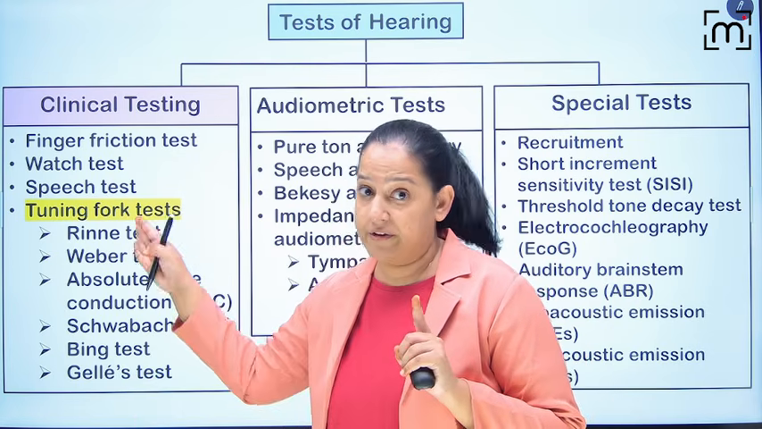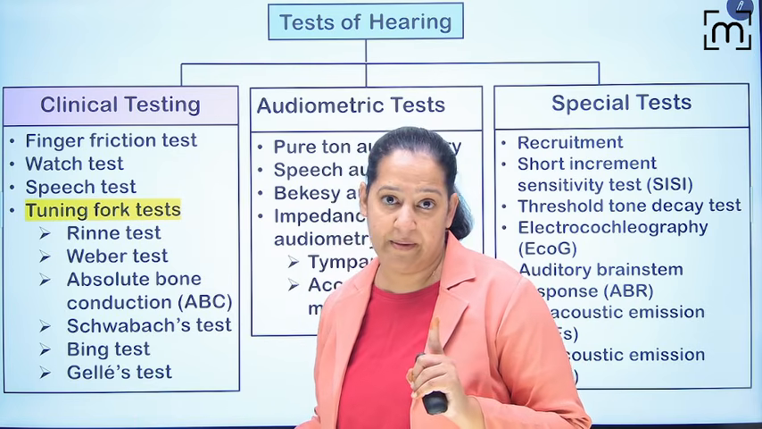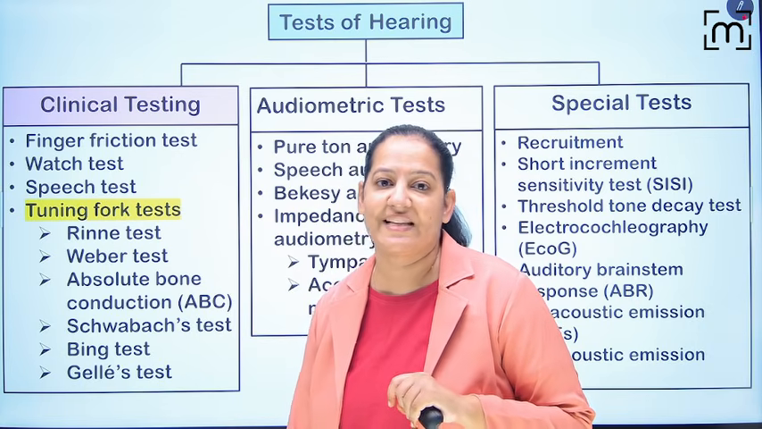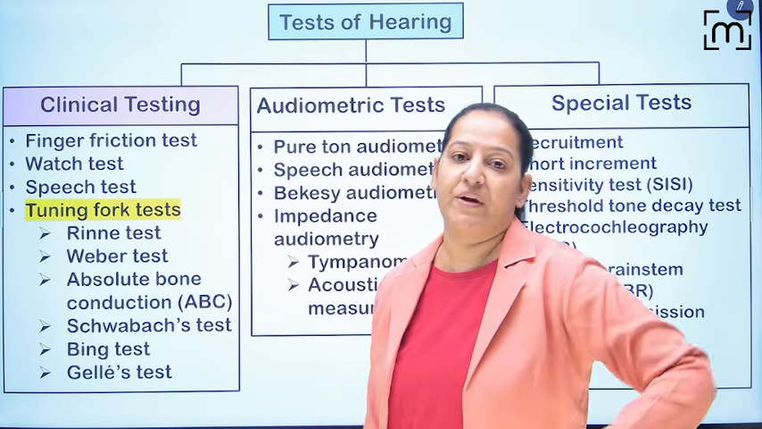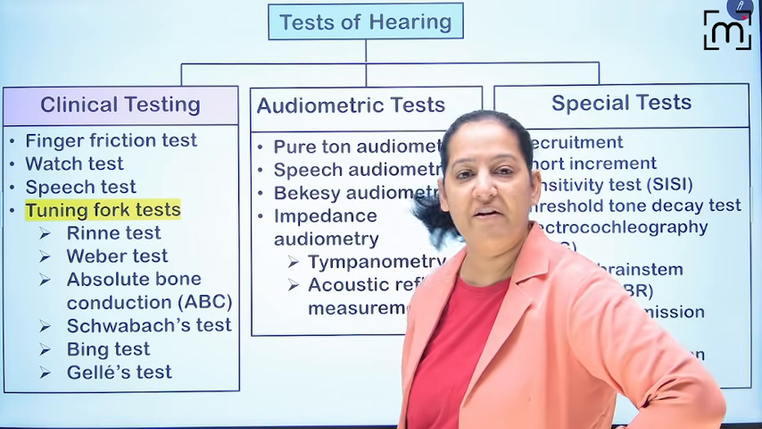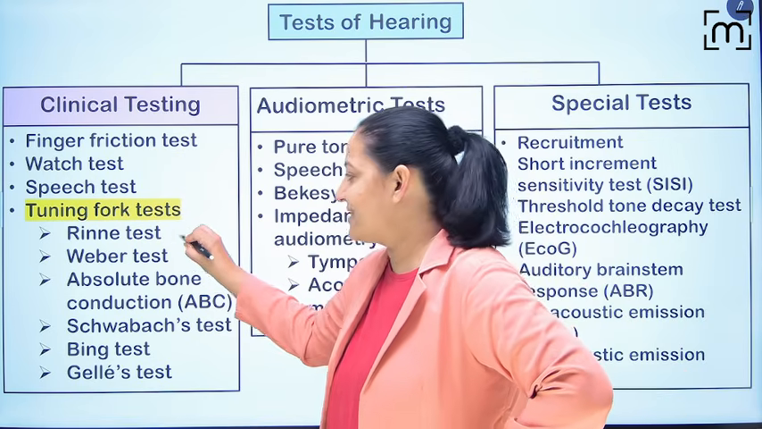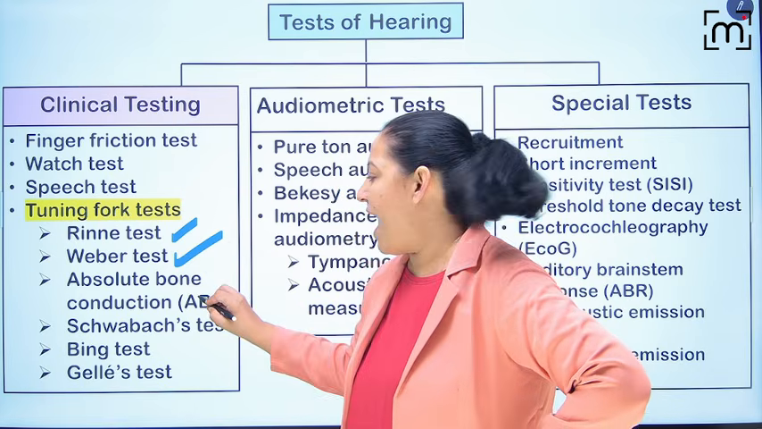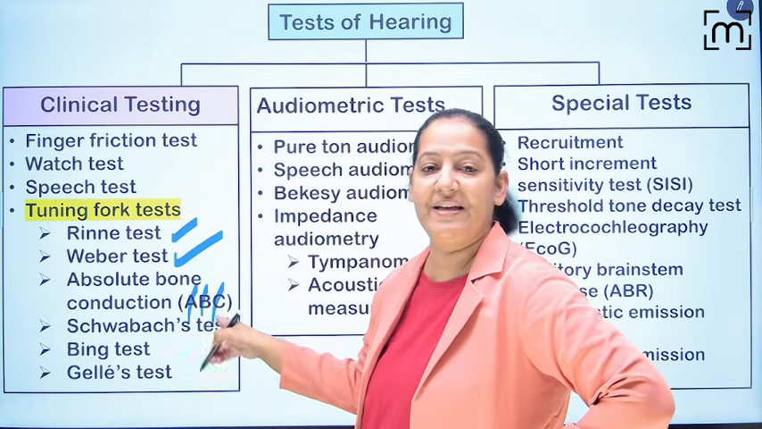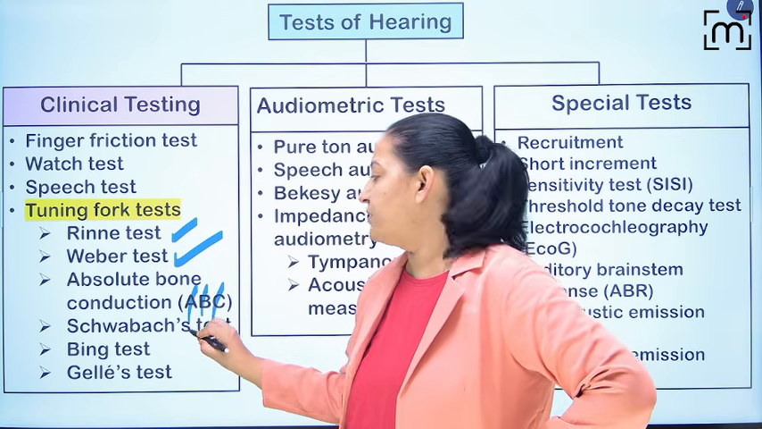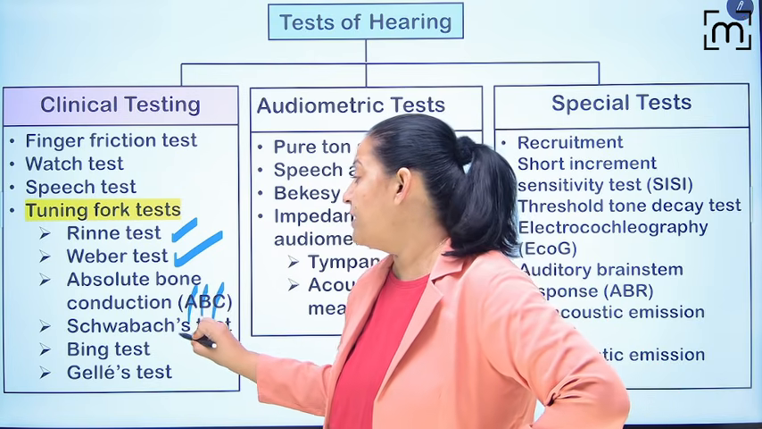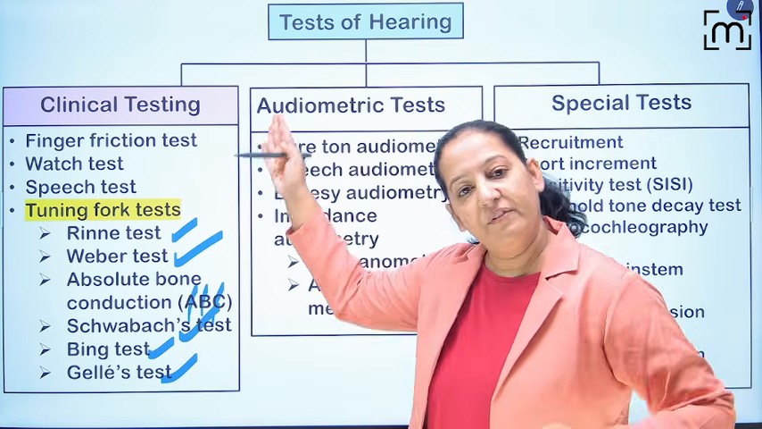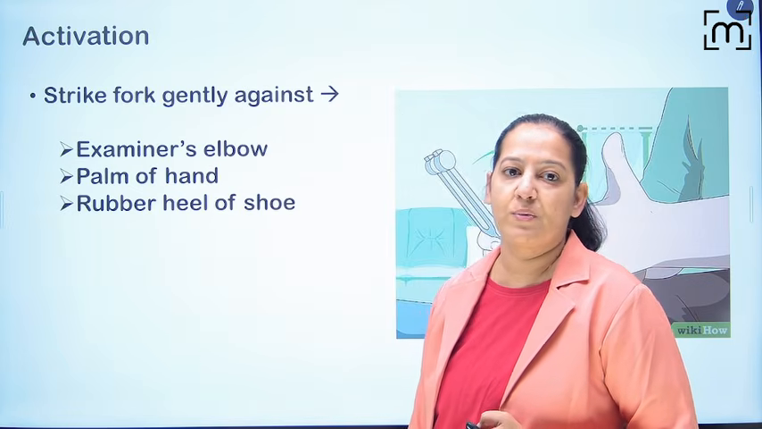Let me warn you, they are difficult. They are conceptual, you have to be attentive to understand all these 6 tests. There are 6 types of tuning fork tests. I will teach you all 6 one by one very quickly. First is the Rinne test, second is the Weber test, third is ABC. What is the full form of ABC? Absolute bone conduction. The fourth is the Schwabach test, then the Bing test, then Gelle's test. We will see all 6 one by one. Let's start with the first one.